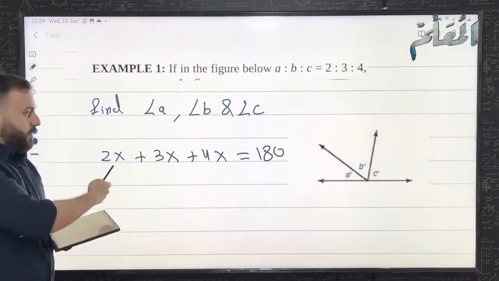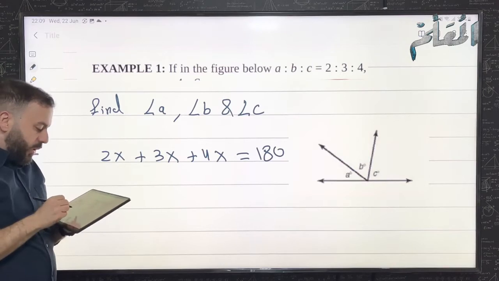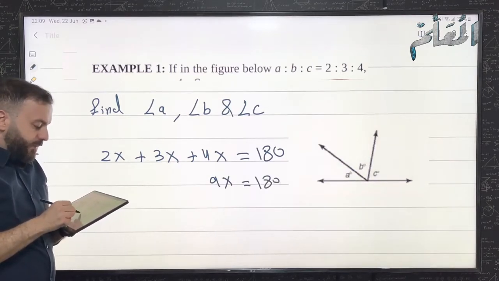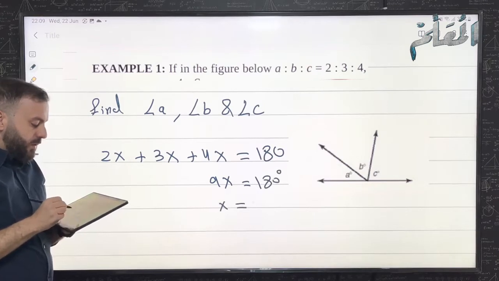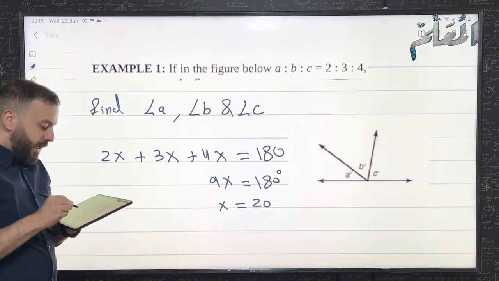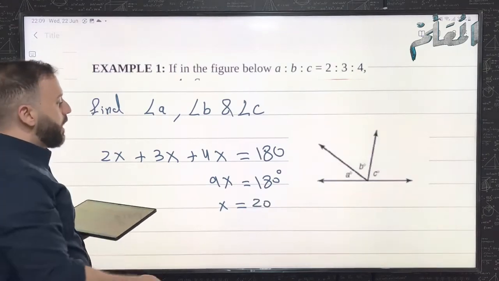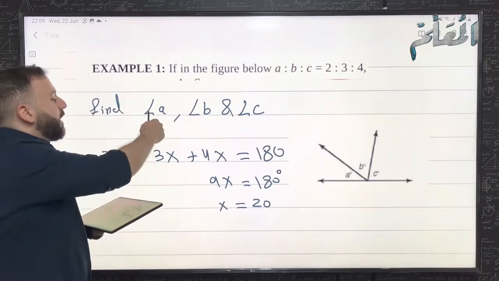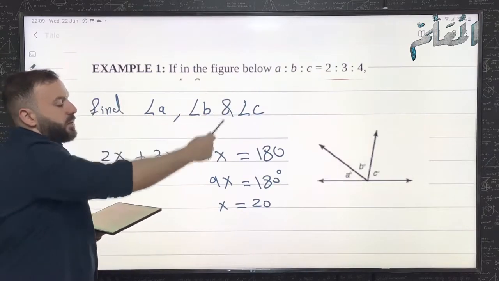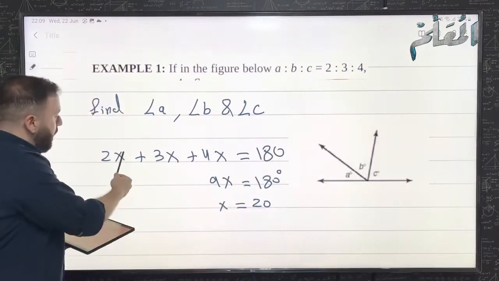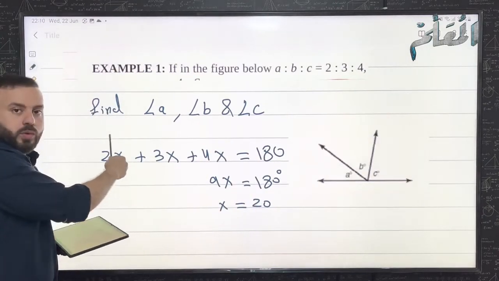So 2x plus 3x plus 4x is going to equal 9x, equal to 180. So it means x is equal to how much? In this case, 20. So the value of x is equal to 20. Now, how can I find angle A, angle B, and angle C? We can see that angle A is equal to 2x.